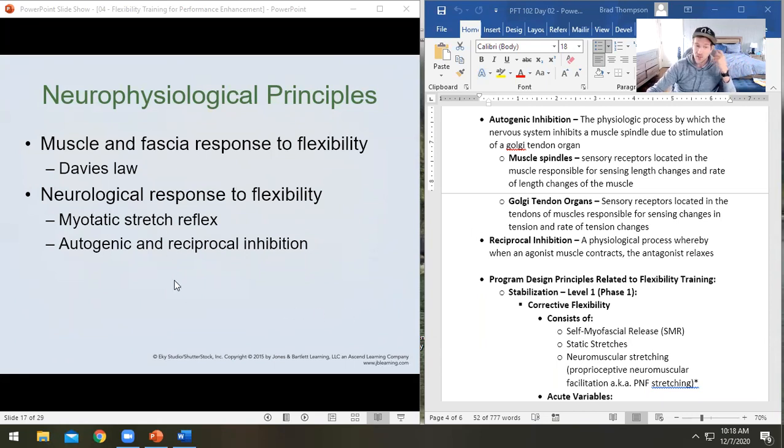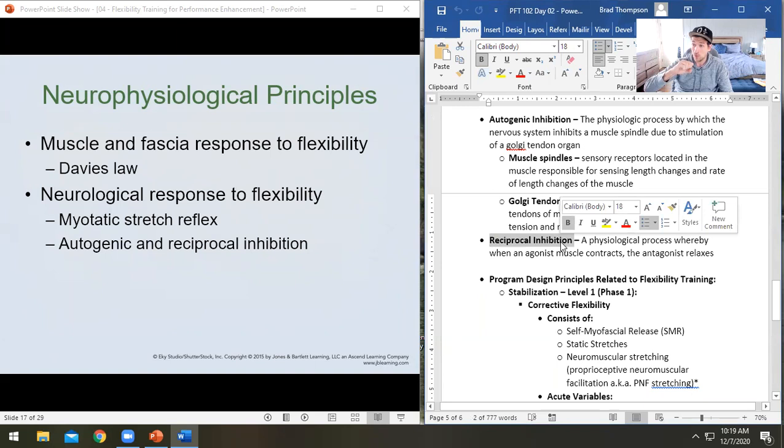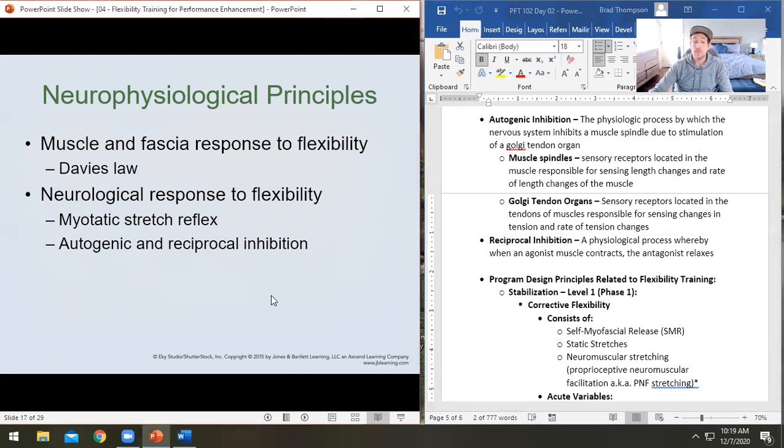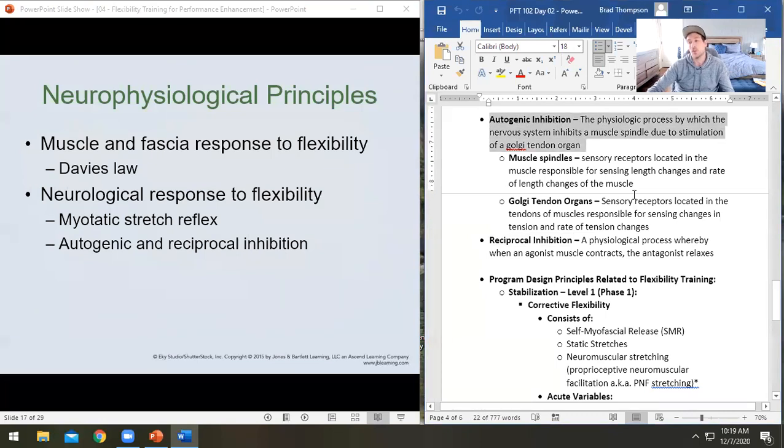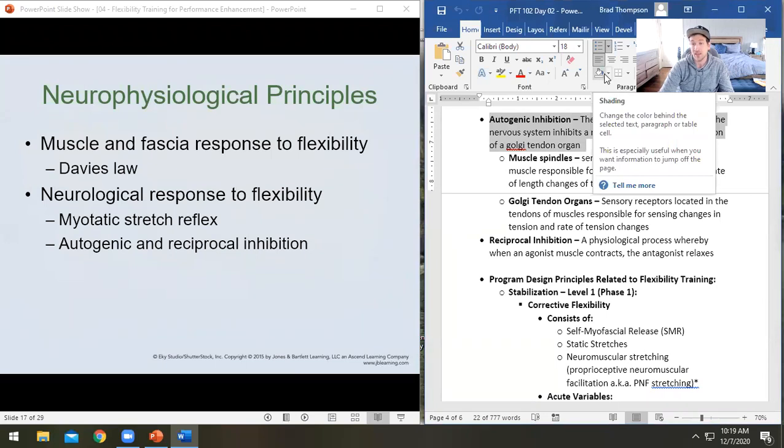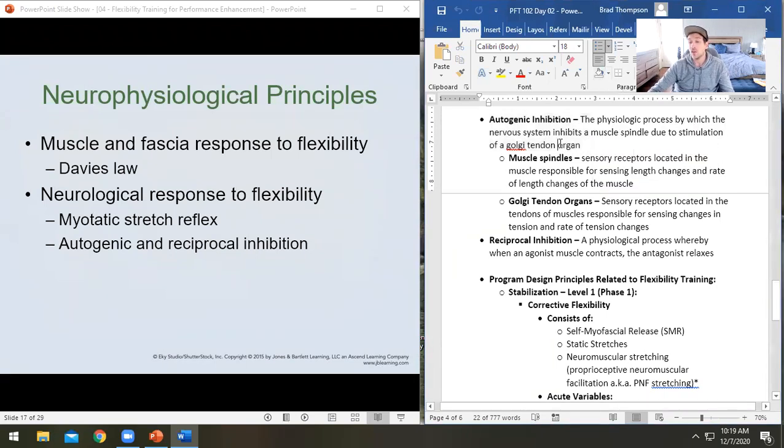But one thing that we're definitely going to spend a lot of time talking about is autogenic inhibition and reciprocal inhibition. So reciprocal inhibition, again, that thing we talked about earlier, contracting one muscle to cause another muscle to relax. But one of our other principles that we've got is autogenic inhibition. And this is one of our most important concepts. NASM loves to test you on this concept. They love to ask you questions about this. But what autogenic inhibition is, it's this really cool physiologic response where if you put a lot of pressure on a Golgi tendon organ, it will actually inhibit a muscle spindle.